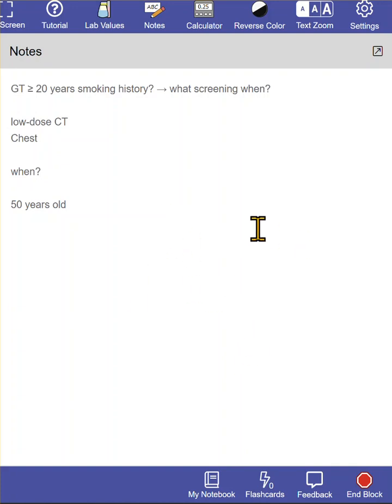Okay, so this question had to do with when to do a low dose CT. So if you have more than 20 years of smoking history, then what's the screening? So you should do a screening low dose CT scan of the chest.